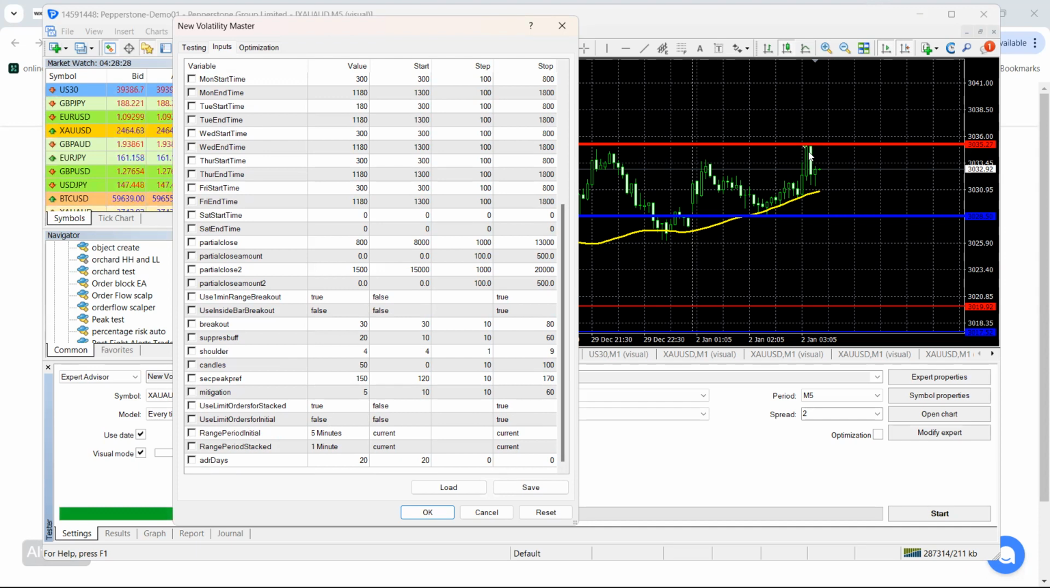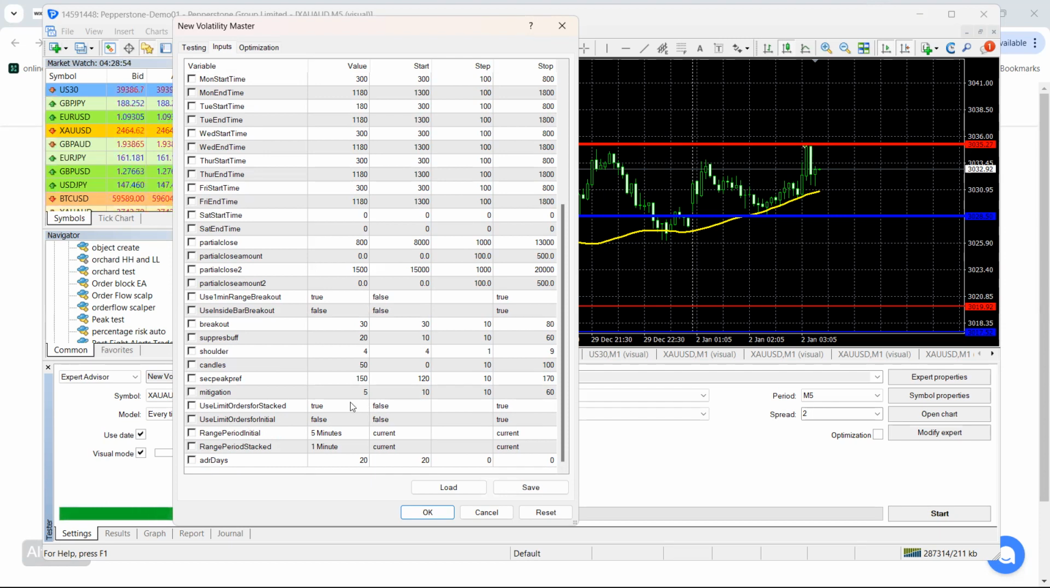The difference being, if we're talking about the initial trade for now, this one here, use limit orders for initial, we have it set to false, so we're not using limit orders. So what it's going to do is when the market breaks above this red line, it's going to place a buy order right there.